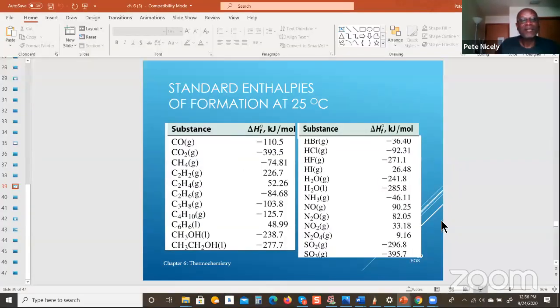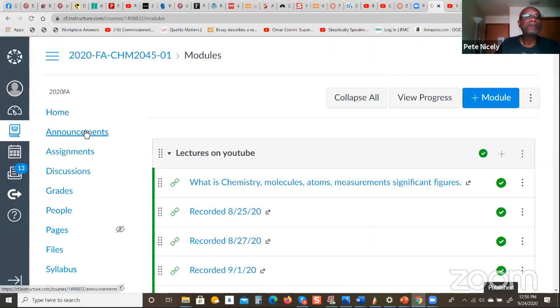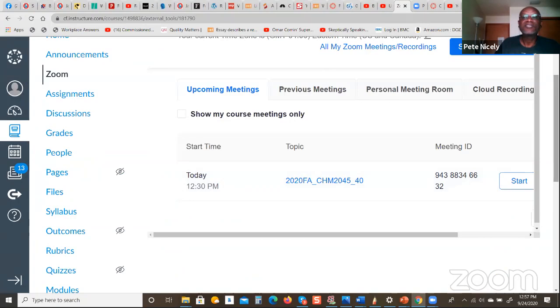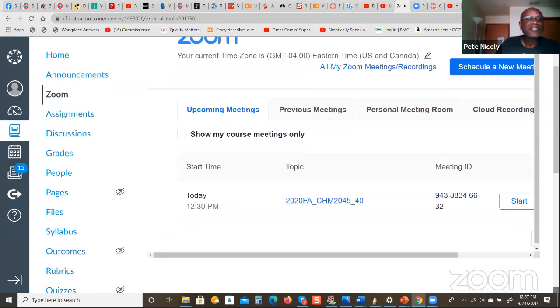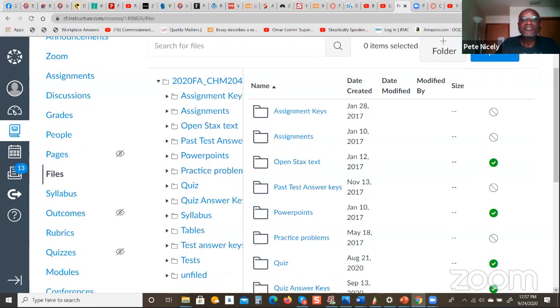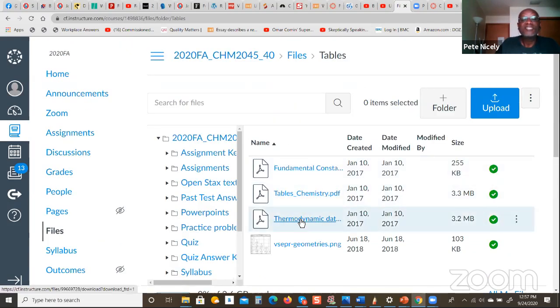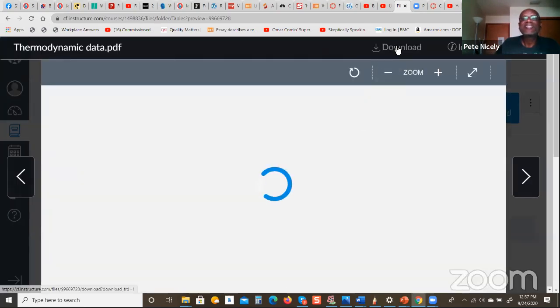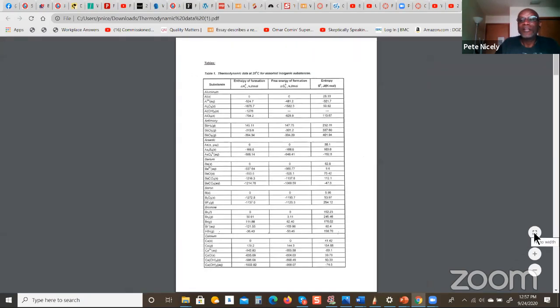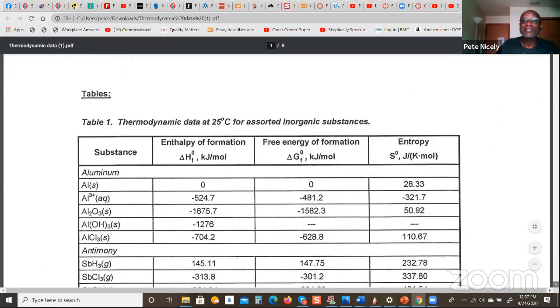Now, there is a more comprehensive table, of course, provided for you in Canvas. Let me show you where it is. This is your class Canvas shell. If you go to Files, and then go to Tables, and then go to where it says Thermodynamic Data, and download that, this is a table that you'll have reference to. Whenever you're doing any calculation involving enthalpy changes, you need to use the data provided in this table.